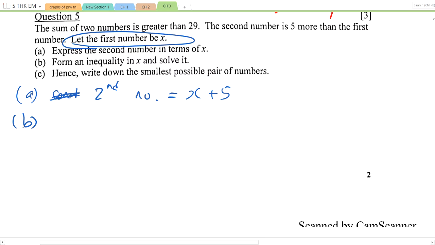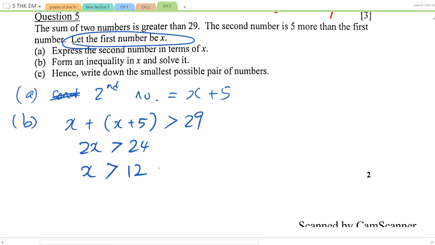Okay, B. Form an inequality and solve it. See, they explicitly ask you to form an inequality. You have no choice, you have to do it. In the tests and examinations, they may not explicitly tell you to form an inequality. But you look at it, you know it is going to be an inequality question. Then you must use inequality. Don't go and use your primary school maths. So, sum of them is greater than 29. x plus x plus 5 greater than 29. 2x greater than 24. x greater than 12. Done. Okay, solved already.